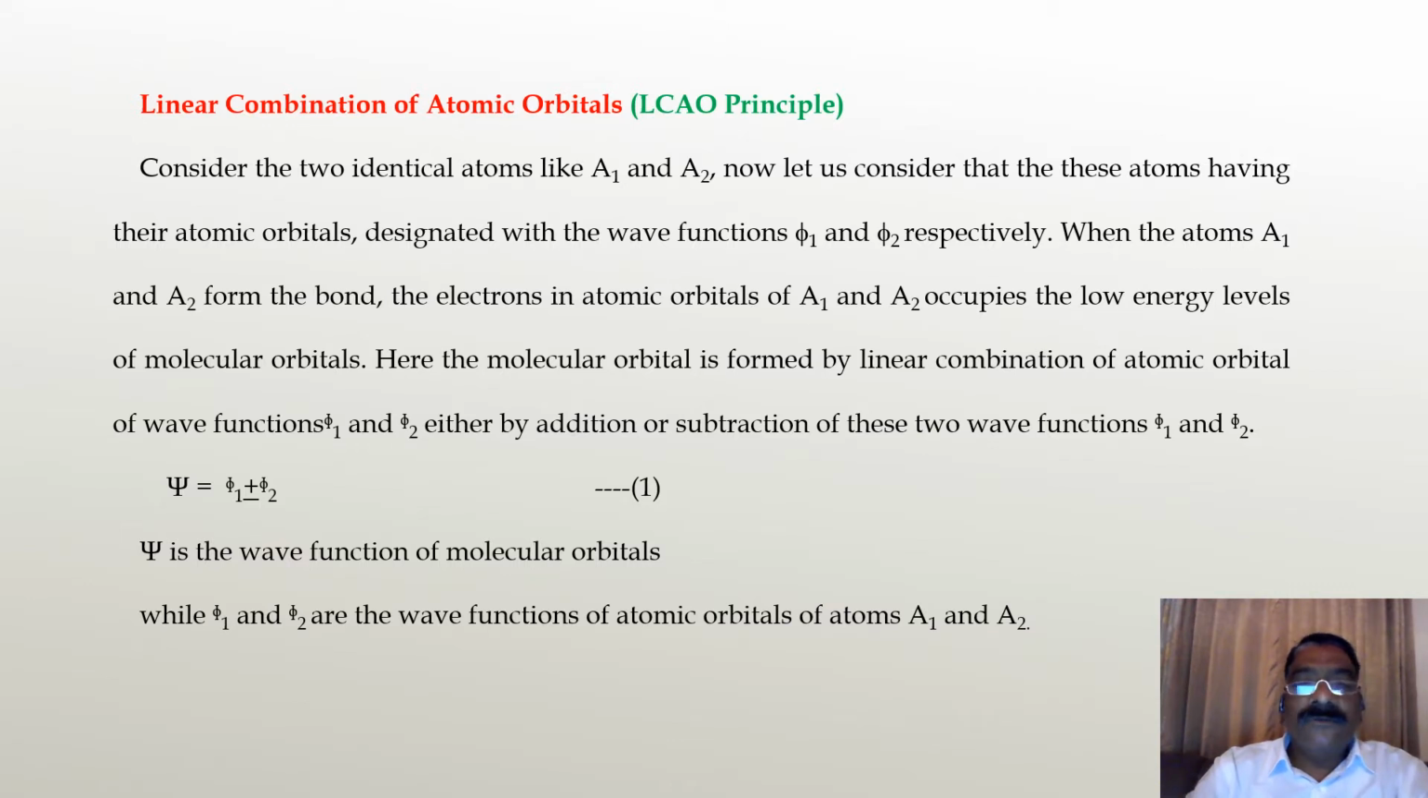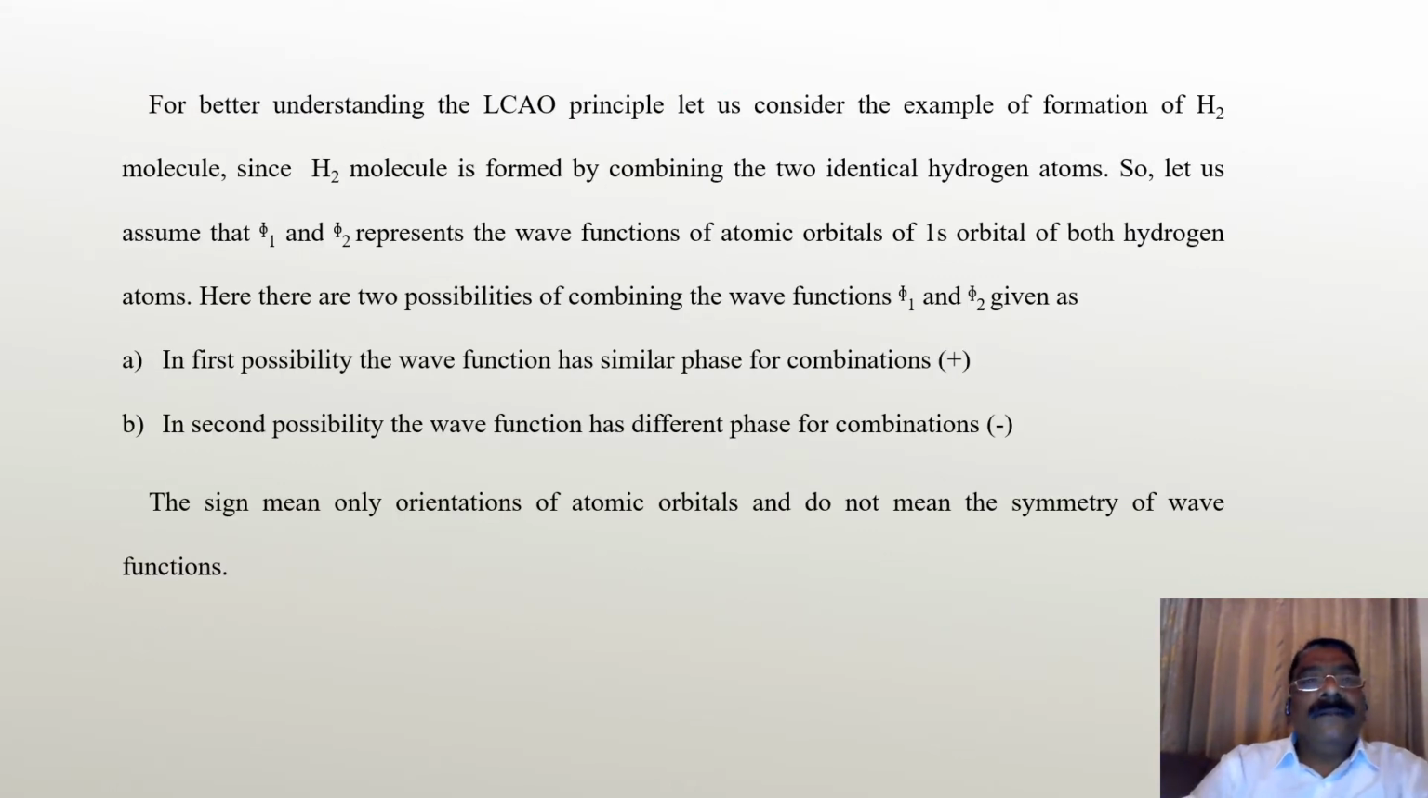Psi is the wave function of the molecular orbital, while phi1 and phi2 are the wave functions of the atomic orbitals of atoms 1 and 2. For a better understanding of the LCAO principle, let us consider the example of the H2 molecule. Since the H2 molecule is formed by the combination of two identical hydrogen atoms, let us assume that phi1 and phi2 represent the wave functions of the 1s atomic orbitals of both hydrogen atoms.